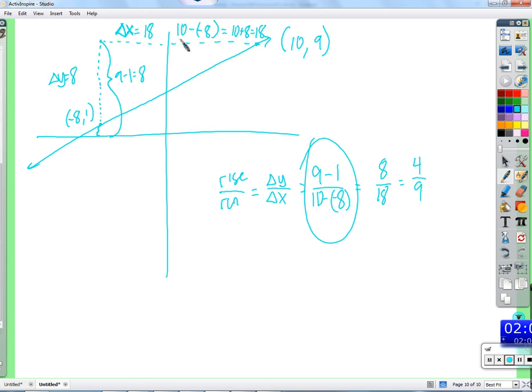This was negative 8. When we took 10 minus negative 8, we actually gained, right? We got this whole 10 from here to there, and gained this 8 from there to there. So we got the whole span, the whole vertical change from negative to positive, the whole 18, by taking 10 minus negative 8.